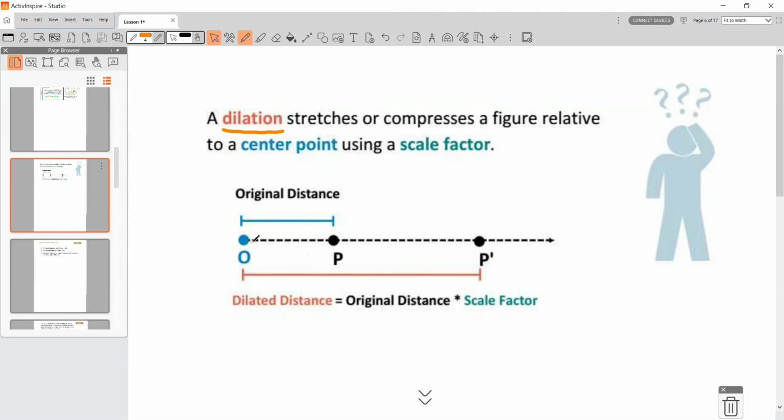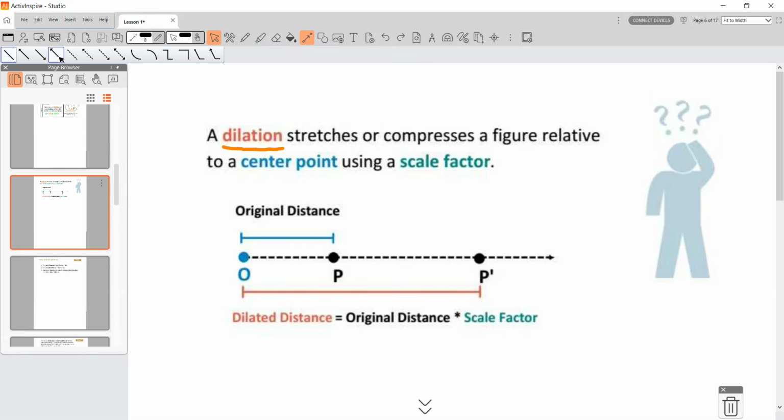So on this diagram here, O is our center point. P is the point that we're dilating. Okay, and let me just get maybe a big segment here to stretch this and show you. All right, so, ooh, that's way too big. All right, let's try again. I don't know if it'll show up here.